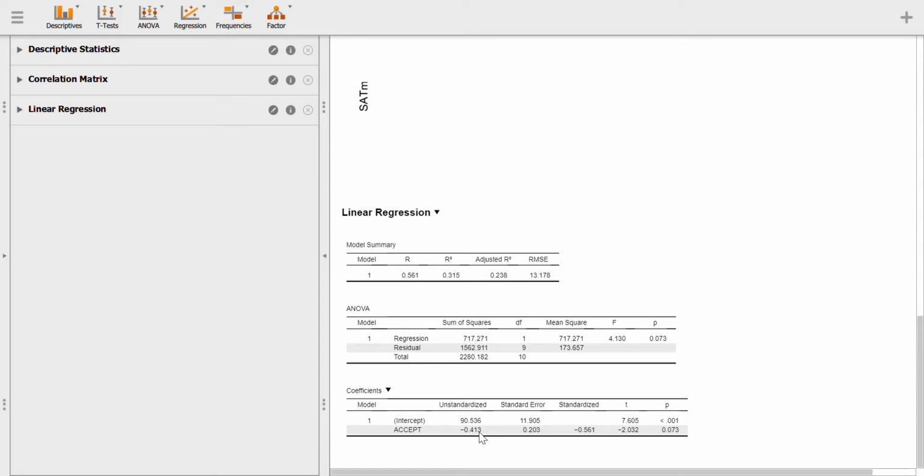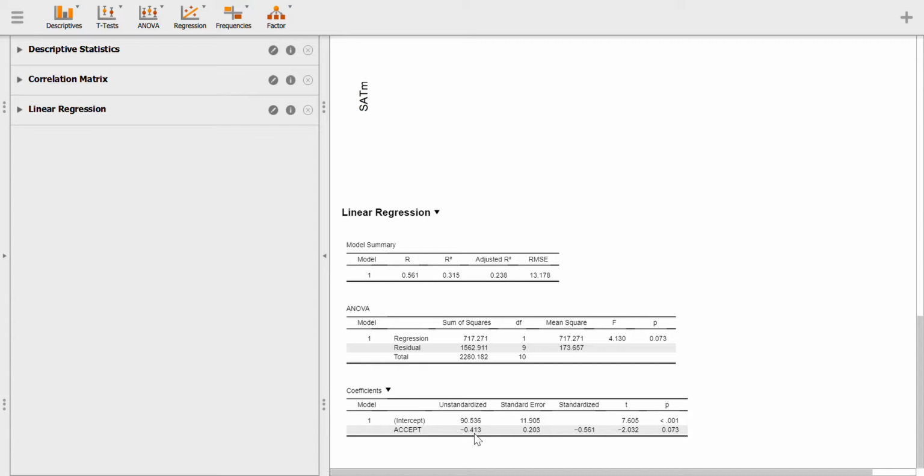And here we have those regression coordinates that I was talking about. So the slope, the unstandardized beta weight, is minus 0.413. That means for every additional point of acceptance, you lose 0.413 in the predicted graduation rate.